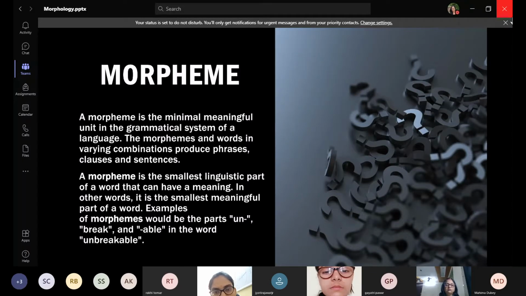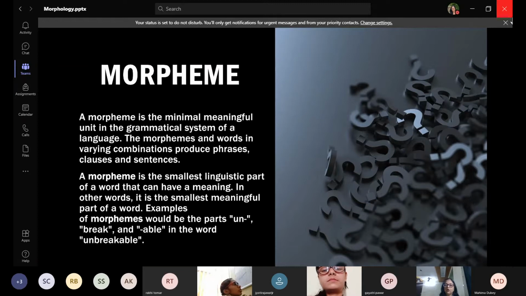The morphemes and the words in varying combination produce phrases. Black cat, man in black, the essay that you study. So that is a phrase. These words or morphemes combine together, they form phrases. Then these phrases may combine to form clauses and sentences. In this way the system of language works.